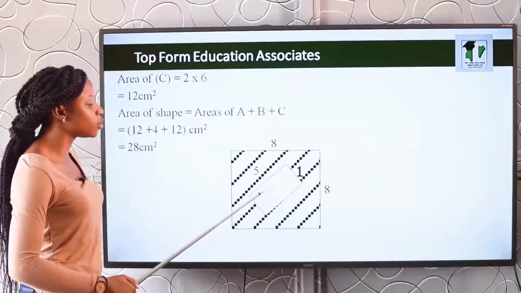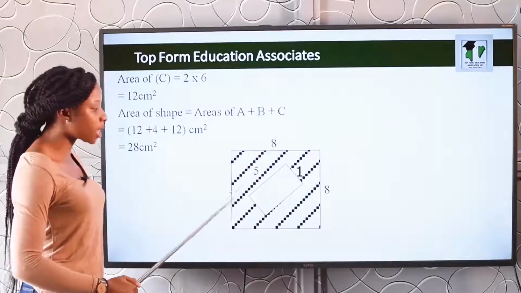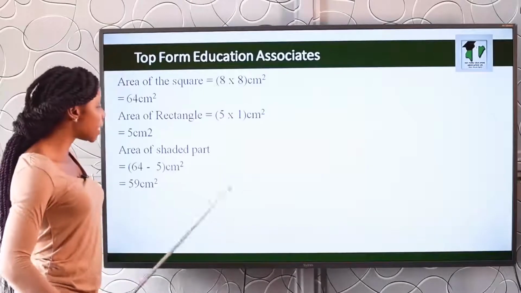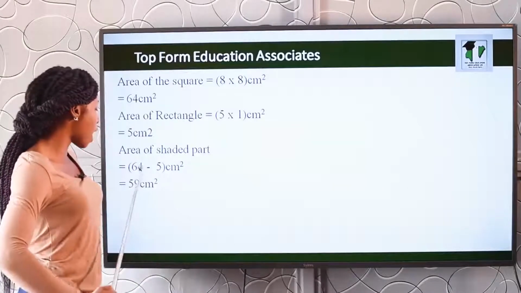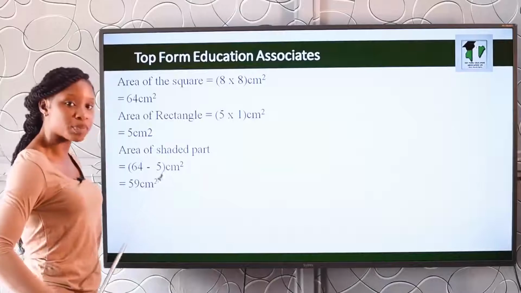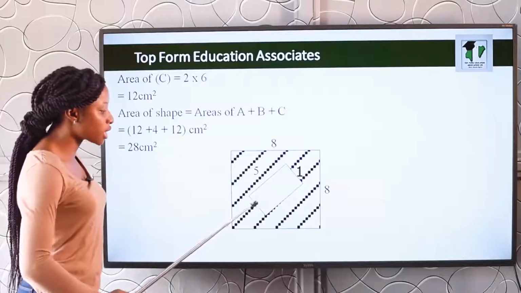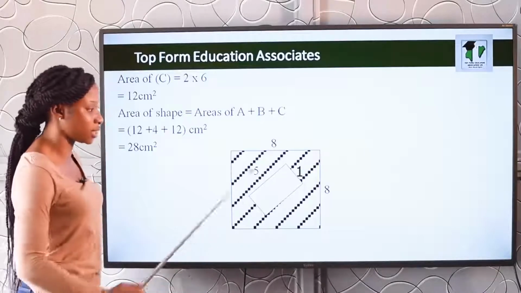Now, if you look at this diagram, you will see that the rectangle is not shaded, but the square is shaded. Now, we simply subtract the rectangle, which is not shaded, from the area of the square to give us the shaded part. I hope you understand. This rectangle is not shaded, the square is shaded, and we're asked to look for the shaded part.